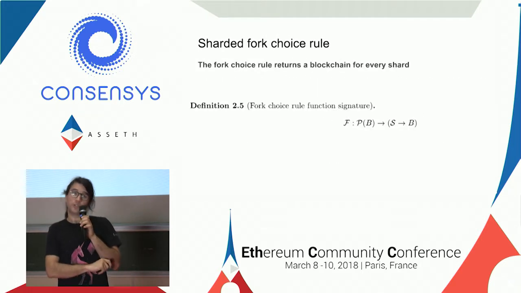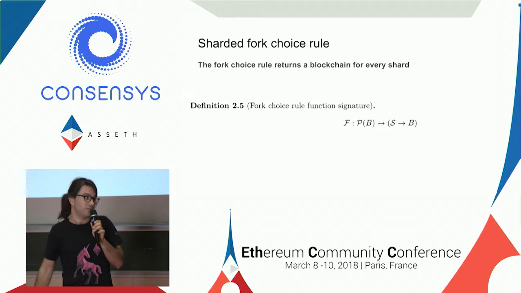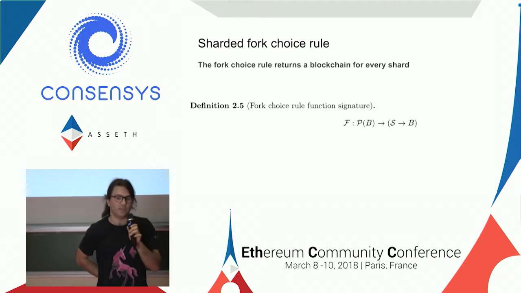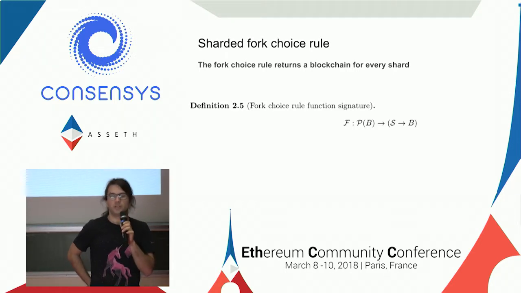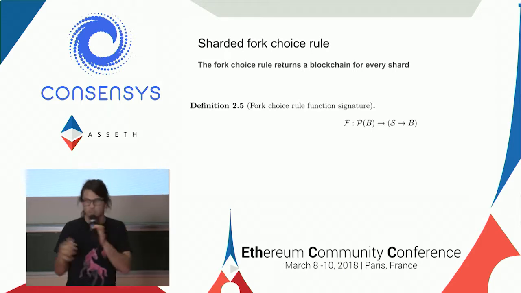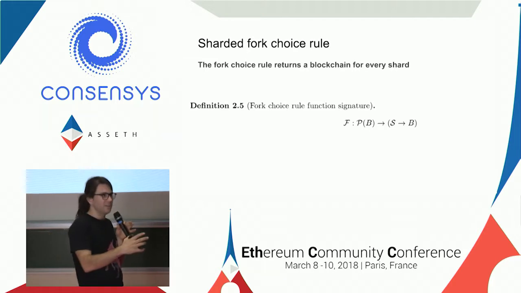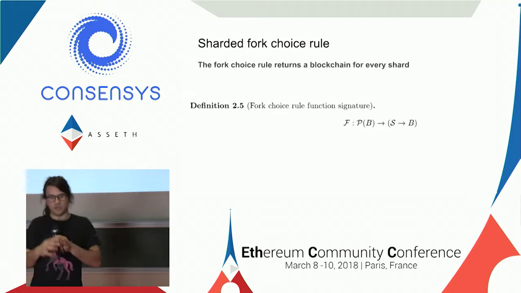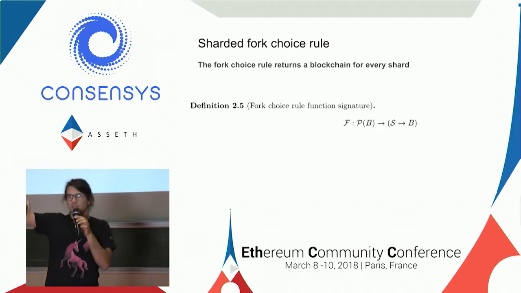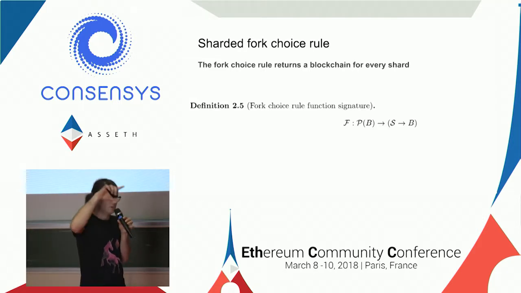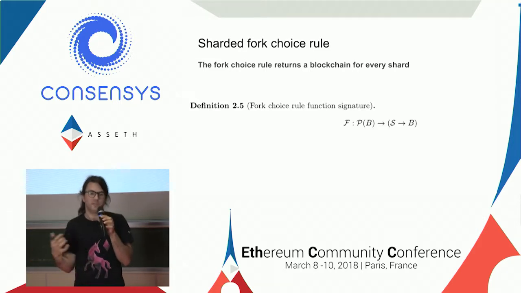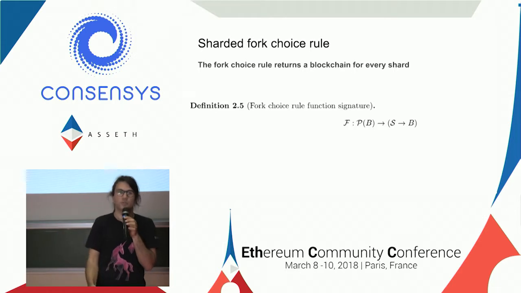So we have a fork choice rule for the sharded thing, and it's going to return a blockchain for every shard. So rather than a normal blockchain, where we take some set of blocks and get a single block, which represents the blockchain underneath, we're going to take a set of blocks, and then get one for every single shard. That block is going to be in that shard, so basically for every shard, a fork choice. And this is the sharded fork choice rule.